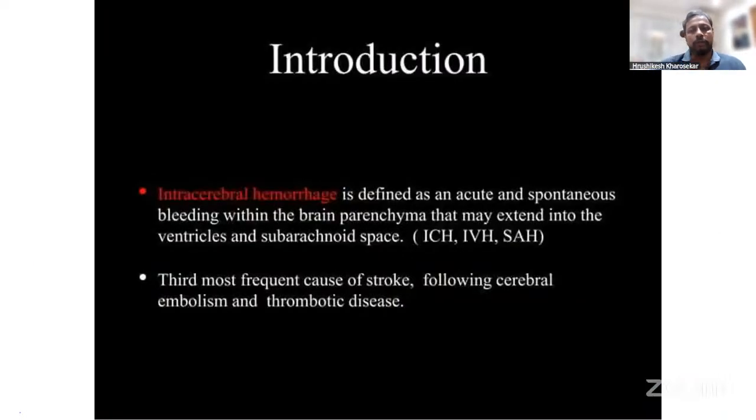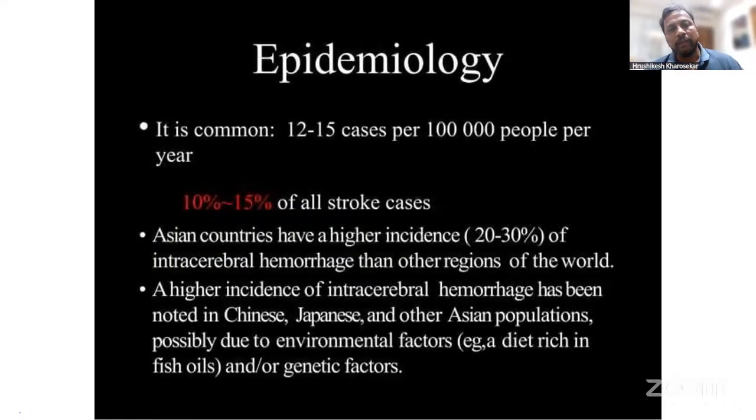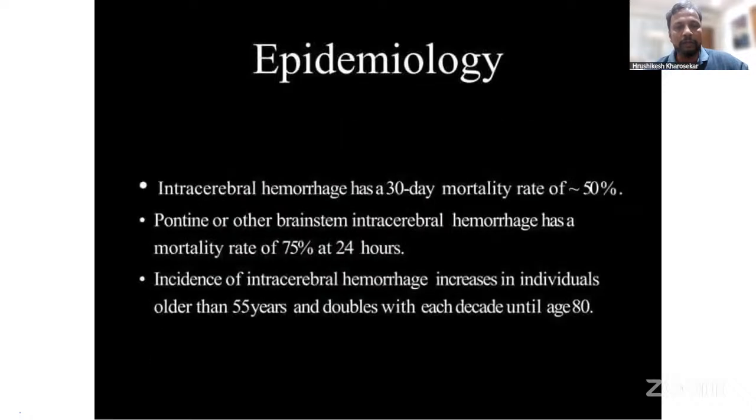So coming to the introduction, intracerebral hemorrhage is defined as an acute and spontaneous bleeding within the brain parenchyma, which can be ICH, which can be IVH or subarachnoid hemorrhage. It is the third most frequent cause of stroke following cerebral embolism and thrombotic disease. It accounts for almost 12 to 15 cases per 1 lakh population, that is around 10% to 15% of all stroke cases. The incidence is more in Asian countries, maybe due to environmental or genetic factors.